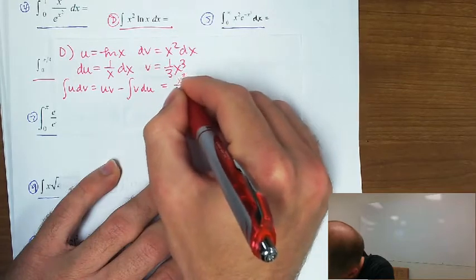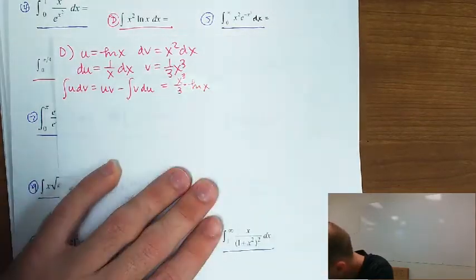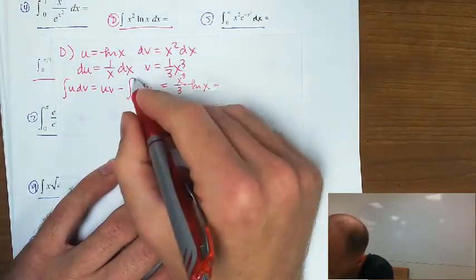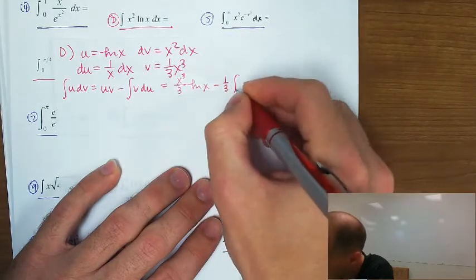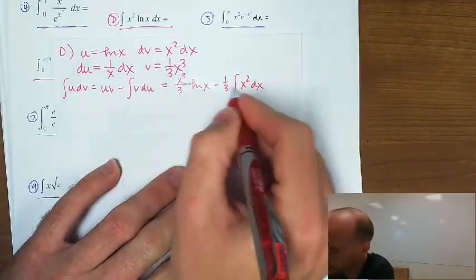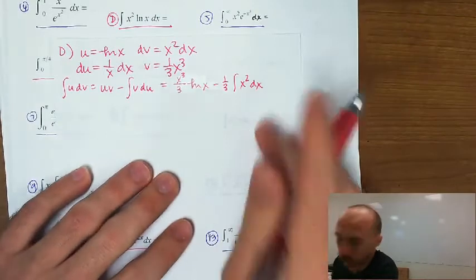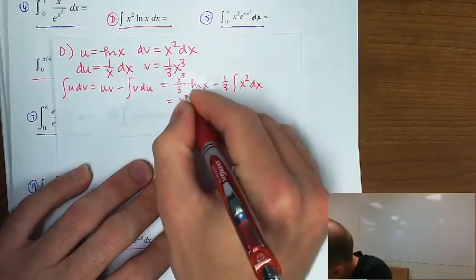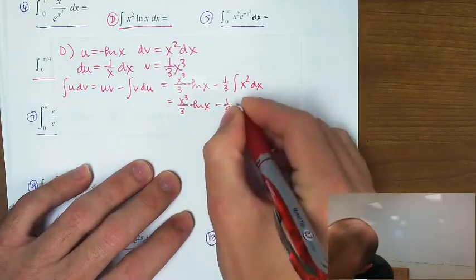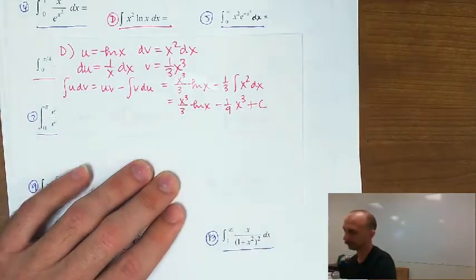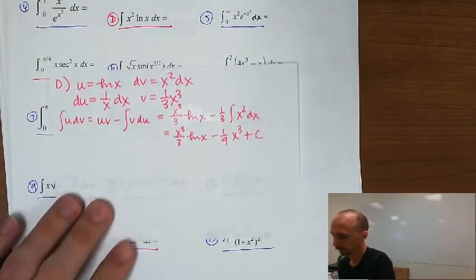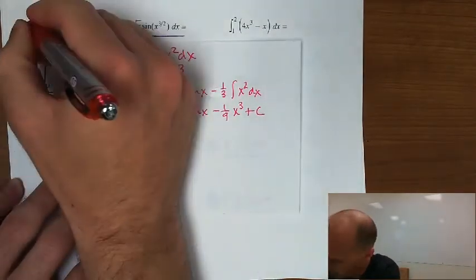So I'm going to write that as x to the third divided by 3 times the log of x minus the antiderivative of v du. That's where I'm going to reduce the power by 1: minus 1/3 of the integral of x squared dx. I had 1/3 x to the third, I divided it by x, I had 1/3 x squared. So this is equal to x to the 3 divided by 3 multiplied by log of x minus, I think, 1/9 of x to the 3 plus c. Yep. This one I will call E.